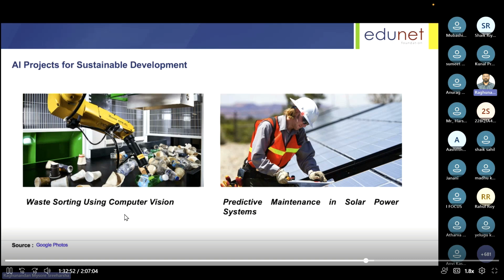There was this particular maintenance guy who used to go there every week and try to check everything, right? So instead of that, if you are going to use AI there, predictive maintenance can be cut down, right? So that is also one possibility, one idea that you can look at.